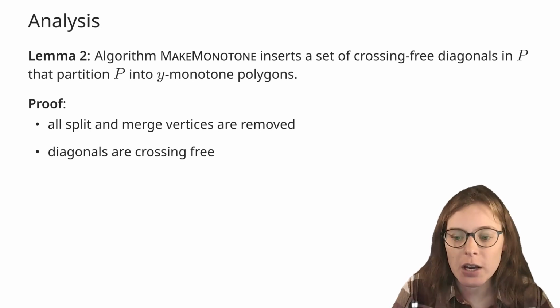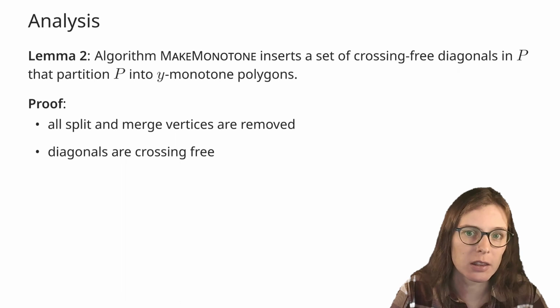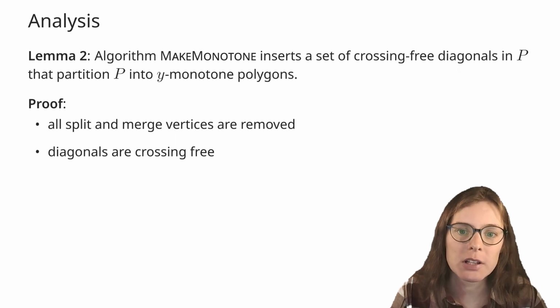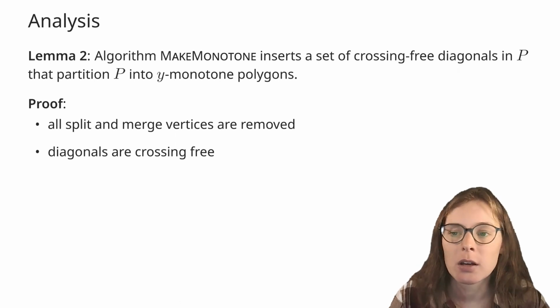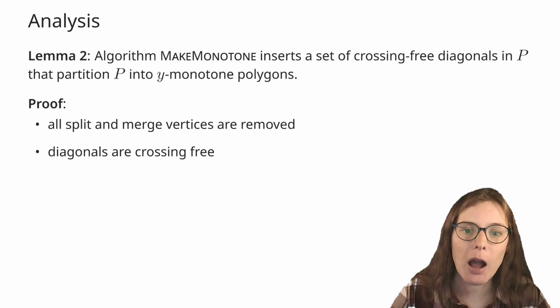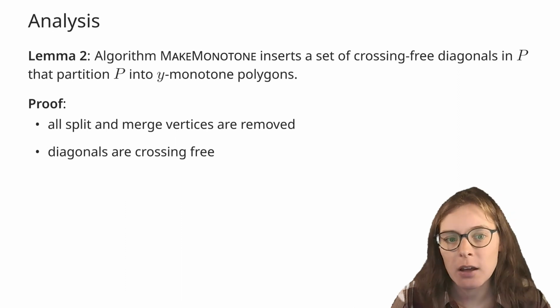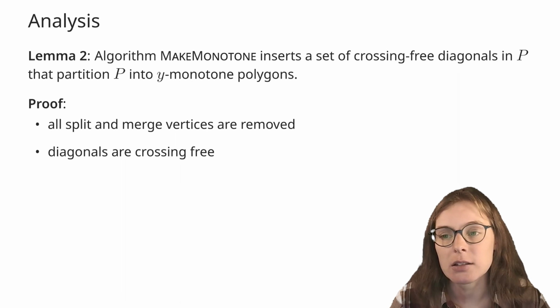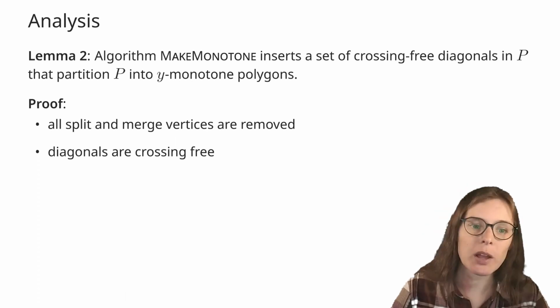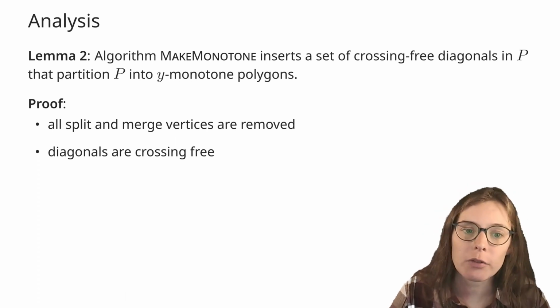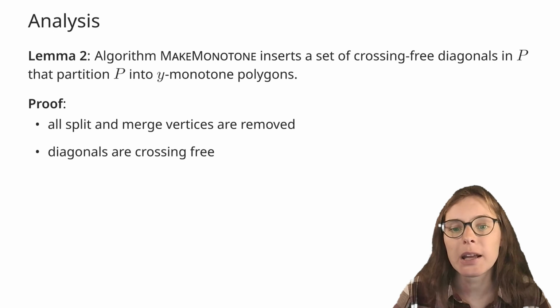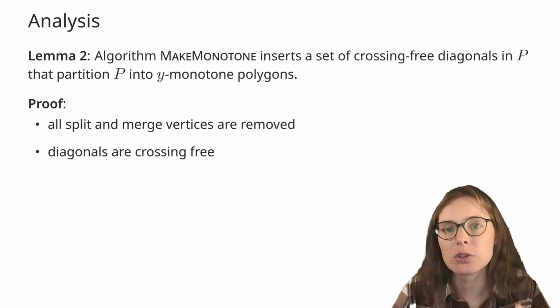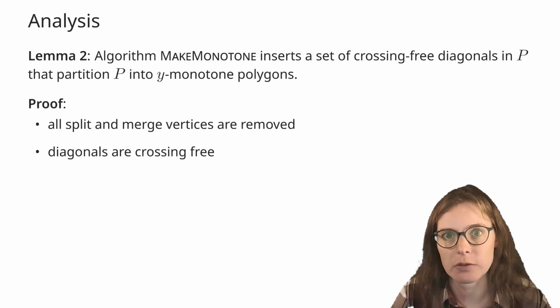We need to check how we get rid of the split and the merge vertices. When we reach a split vertex, we add a diagonal going upwards from that vertex, and thus, indeed, the split vertex is removed. And a little bit more tricky, but we again can show that we get rid of all the merge vertices by connecting them with a diagonal that goes downwards from these merge vertices.